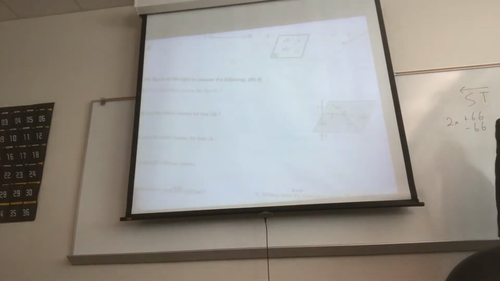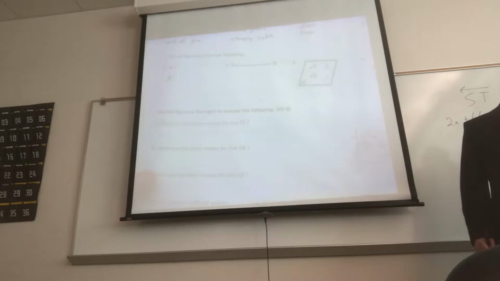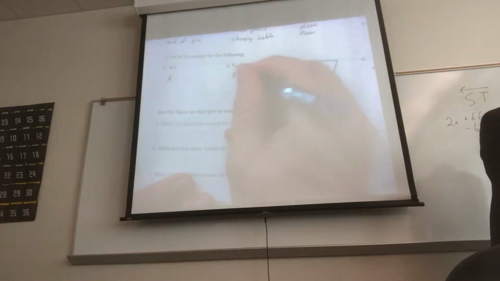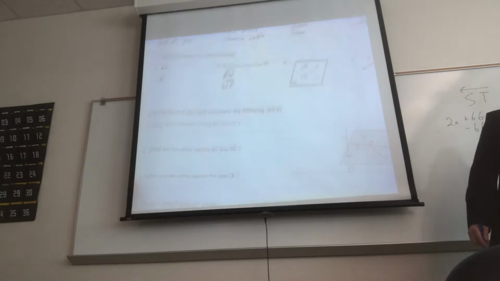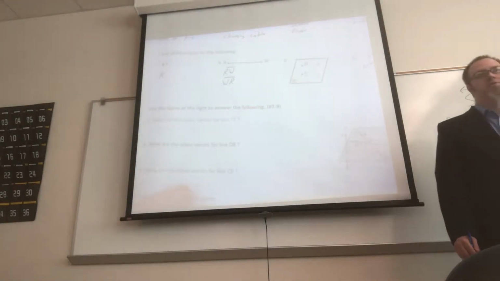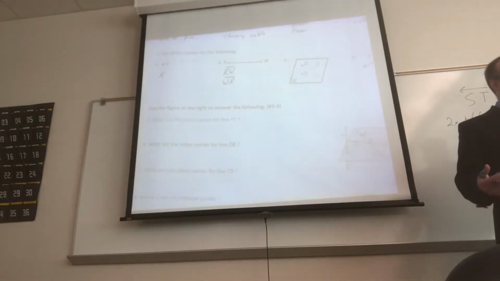List all the names for the following. This is point K. On number 2, A is just point K. B is segment RW or WR, either way. On letter D, there's a whole bunch of different answers that you could have. This is a plane. A plane is defined by 3 non-collinear points, so any 3 points that don't fall on the same line.